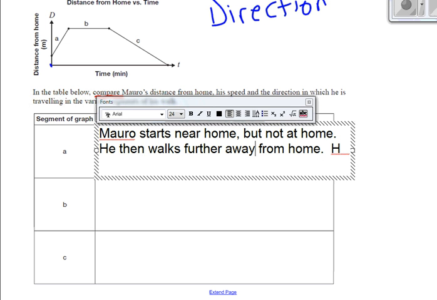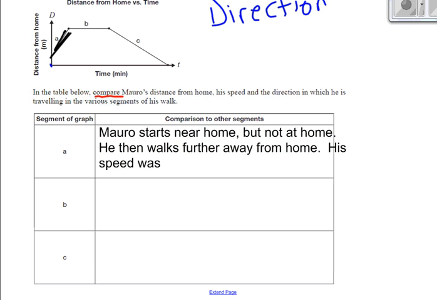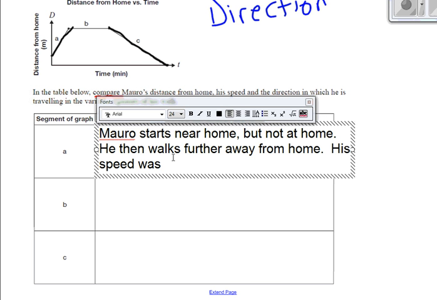His speed was, now, can we answer this fully? Well, we don't have numbers, so I certainly can't tell you if he was going 10 kilometers per hour or 80 kilometers per hour. But this is a comparison question. So when I compare his speed here to his speed here, I can tell you when he's going faster. Faster is a steeper slope. And A is steeper than C. So even though I can't tell you exactly what speed he was going, I can tell you that his speed was faster than at any other time. So he starts near home, but not at home. He walks further away. His speed was faster than at any other time.